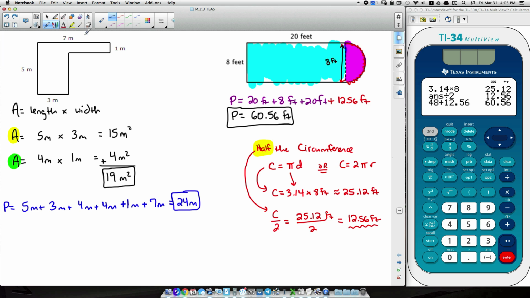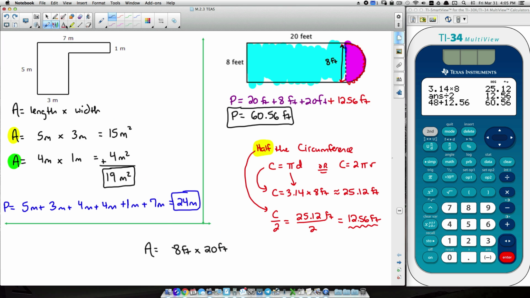Add them up, okay? So the area of our shape. I want to get this stuff out of the way. That goes with this over here. But the area of this shape right here, we want to take the area of our rectangle. Well, the area of our rectangle is going to be 8 feet times 20 feet. Very similar to what we did back over here when we found the area of our rectangles.